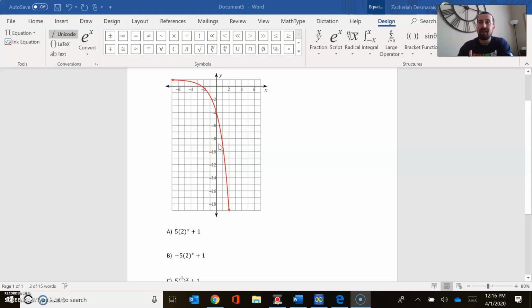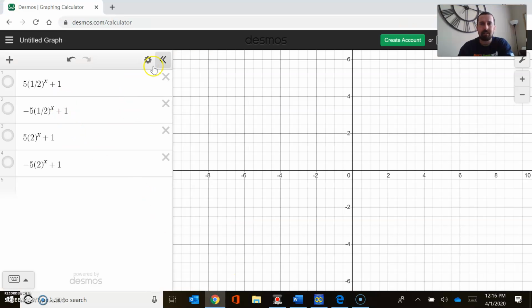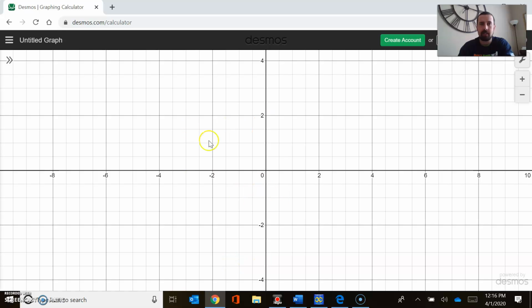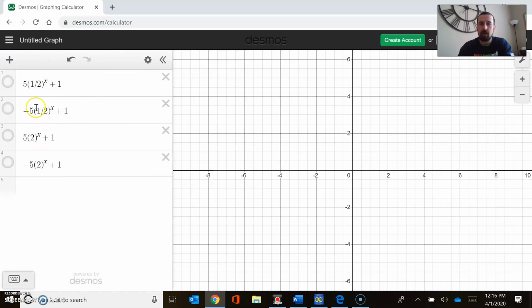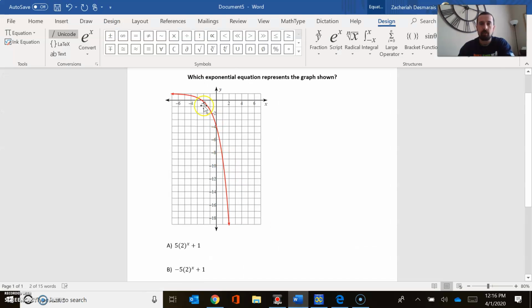How I want you to go about answering this is make sure you have Desmos up. I'm going to have my Desmos up, and I actually already did some work ahead of time. Again, just have my calculator. I already went ahead and put in all of the answers that were there. Now I'm just going to check which one is the same graph as this right here.